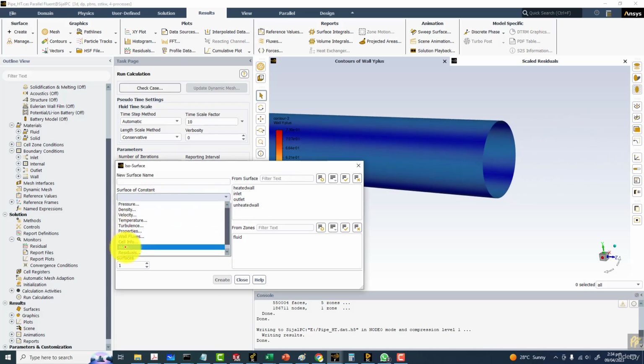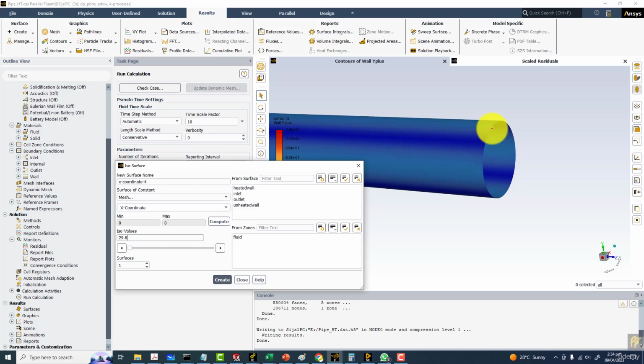So I'm going to make one isosurface. This is going to be the one area region. Let's say we take it at 29.8, very, very close to the outlet. Let's say I call this surface, from the mesh, Z coordinate. So this is going to be the 29.8 surface, and create.